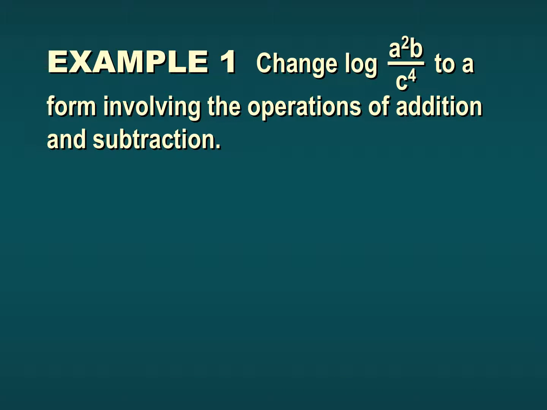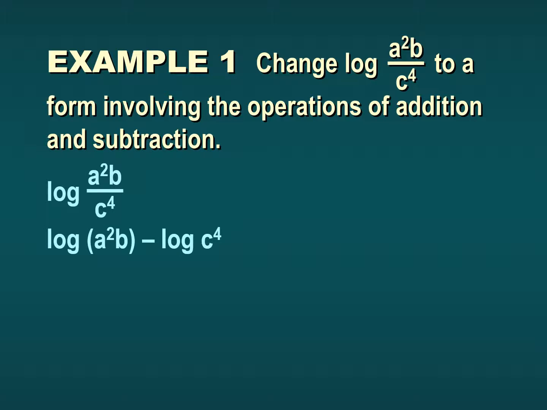So let's go ahead and use those laws to rearrange our log. Let's say we have log of a squared times b over c to the fourth, and we want to change it so that we only have additions and subtractions. The first thing I want to do is use the quotient law. The quotient law says that I can take the quotient and write two logs where it's subtracting. Okay, so I've done that.